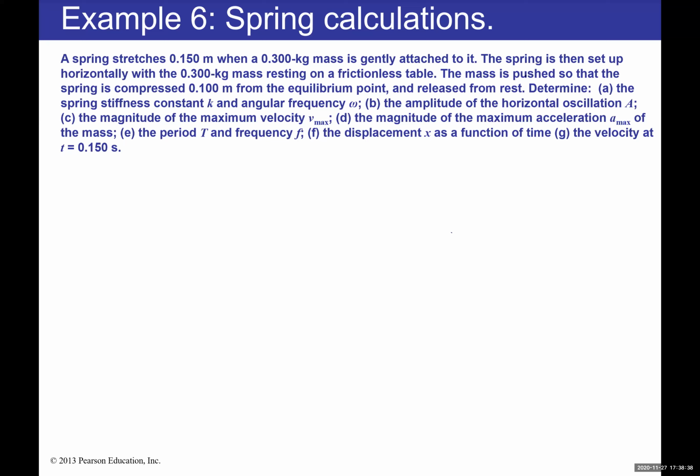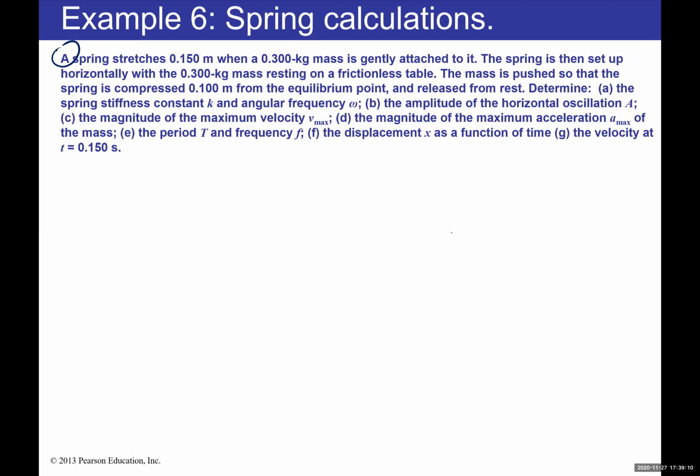The spring is then set up horizontally because first we have a spring hanging vertically, and we attach 0.3 kilogram to that. Then that 0.3 kilogram stretches it to 0.15 meters. And then we take out the setup and set it up horizontally. This first sentence is when the spring is still hanging vertically. Then the spring is set up horizontally with the 0.3 kilogram mass resting on a frictionless table.